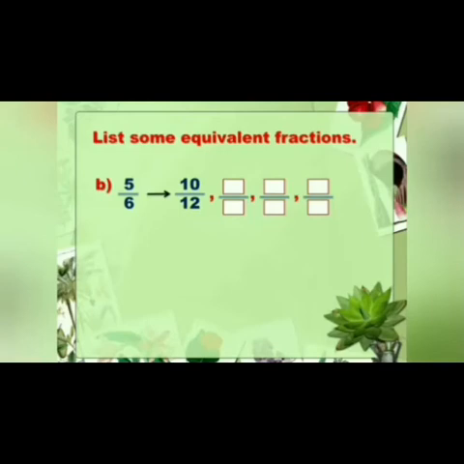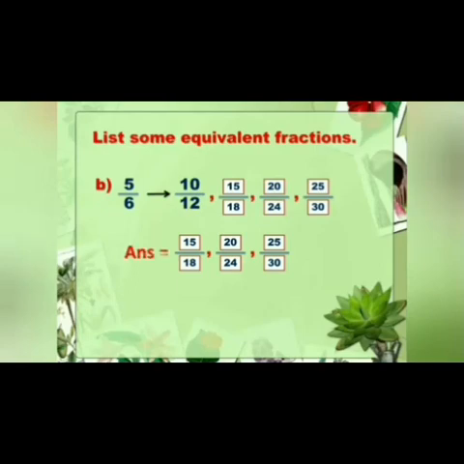Yes, 5 threes are 15. Then 6 threes are 18. Then for the next one, we have to multiply it by 4. Yes, 5 fours are 20, 6 fours are 24. Then for the last one, we have to multiply it by 4, after that 5. Yes, we have to multiply it by 5. 5 fives are 25. Then 6 fives are 30. Yes, the answer is 15 by 18, 20 by 24 and 25 by 30.